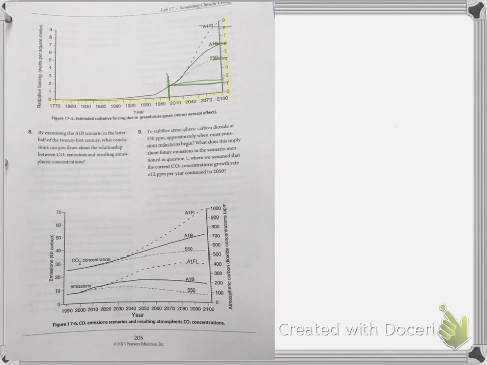Just answer the question. There really isn't much else to say. And then question 9 asks you, if we were to stabilize atmospheric carbon dioxide at 550 parts per million, what would be our implied future emission scenario? Basically, what can we expect in our central?